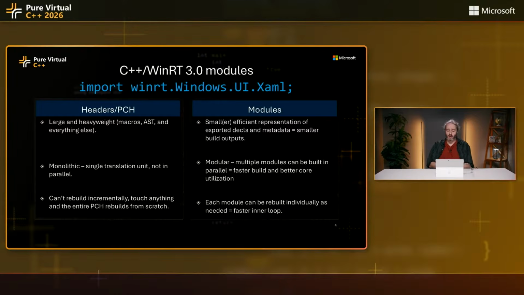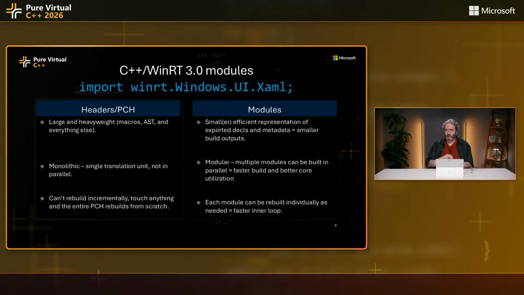Instead of a monolithic precompiled header that gets built with a single thread and can't rebuild incrementally, you get multiple modules, one per namespace. They can all build in parallel. You can take advantage of multiple cores on the machine. You can rebuild them incrementally if needed. You can kind of pick and choose.